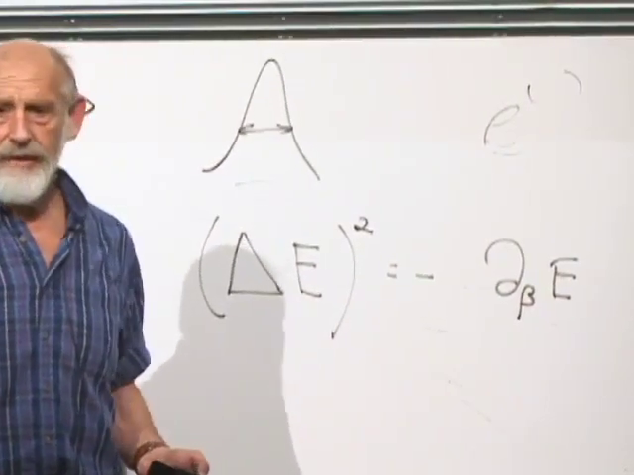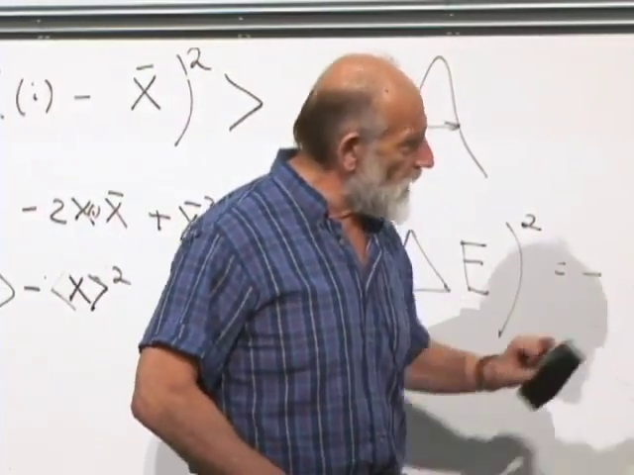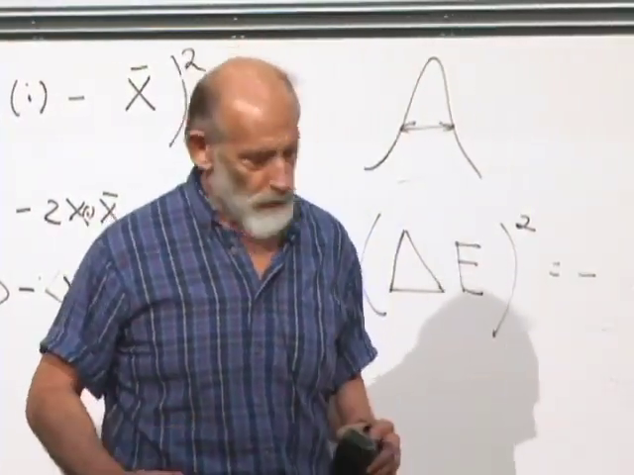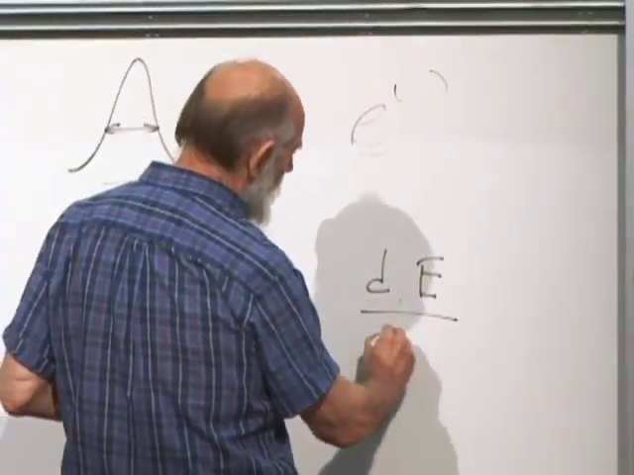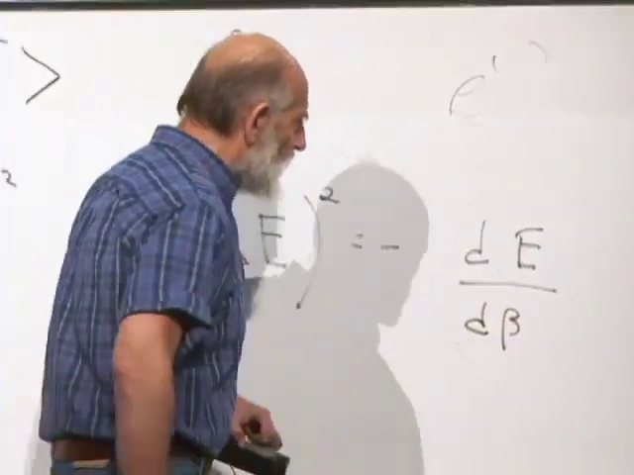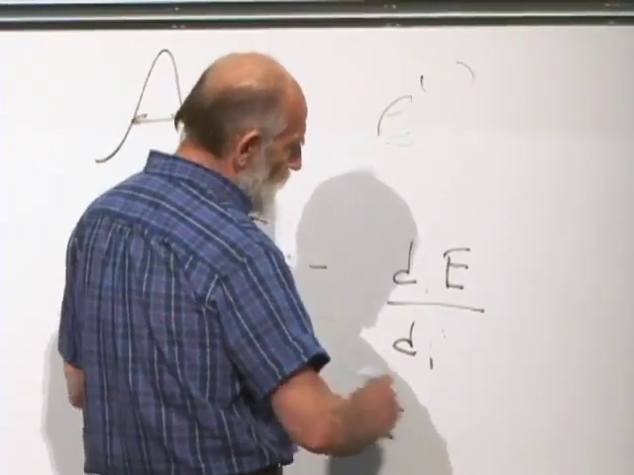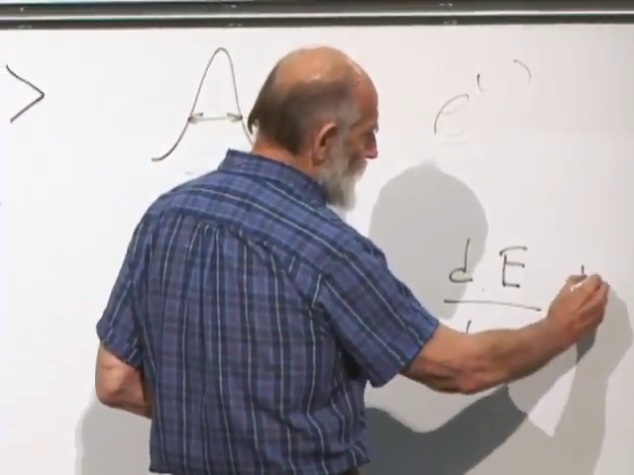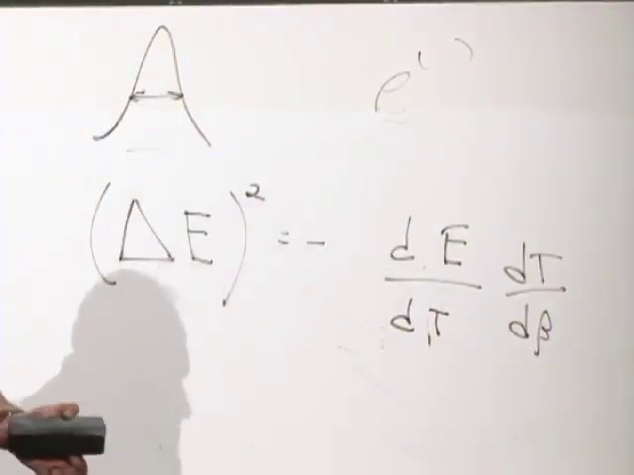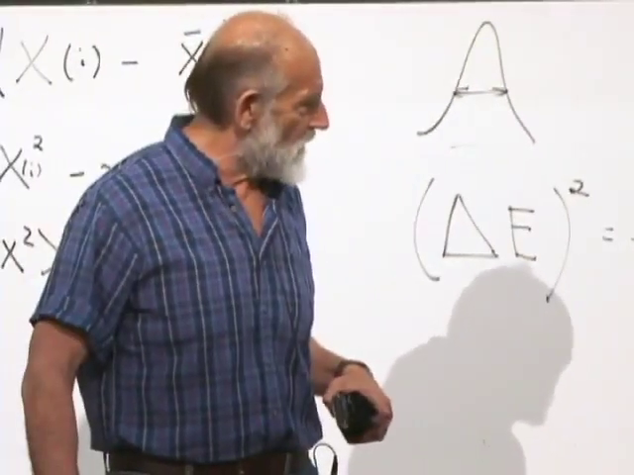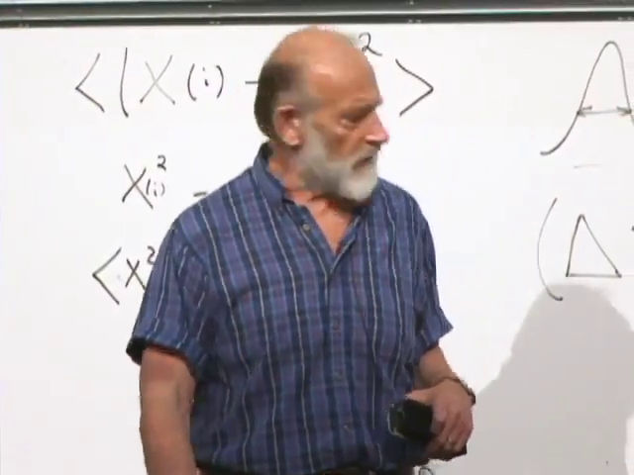Now what is beta? Beta is 1 over temperature. So this can be related to the derivative of the energy with respect to temperature. This is dE d beta, which is dE by dT, temperature, times dT d beta. But beta is just 1 over temperature. So what's dT d beta? 1 over T squared, right? Minus 1 over T squared.